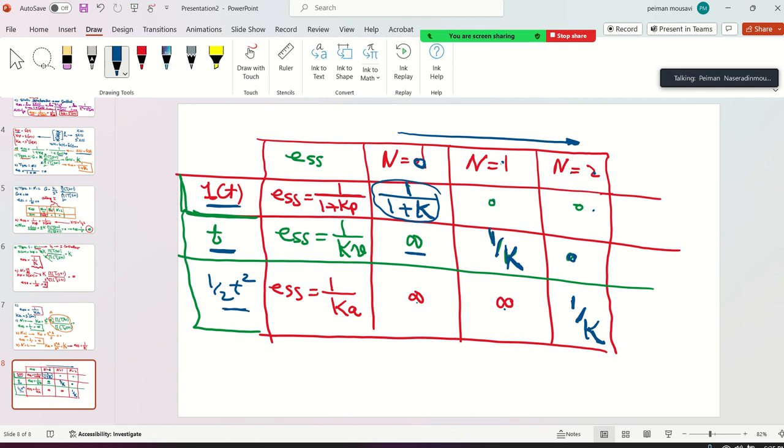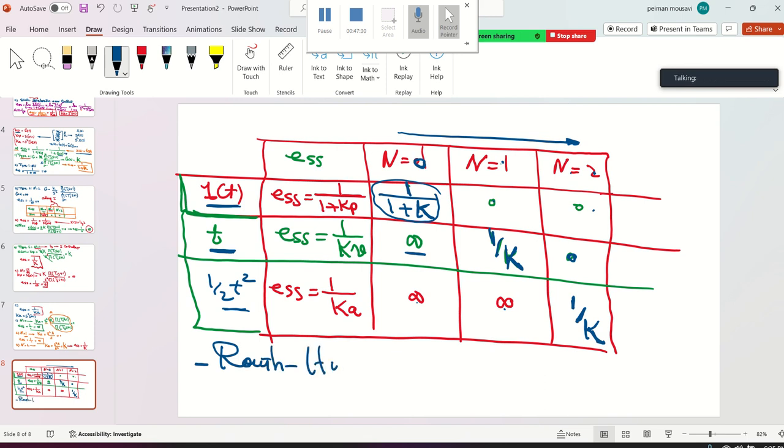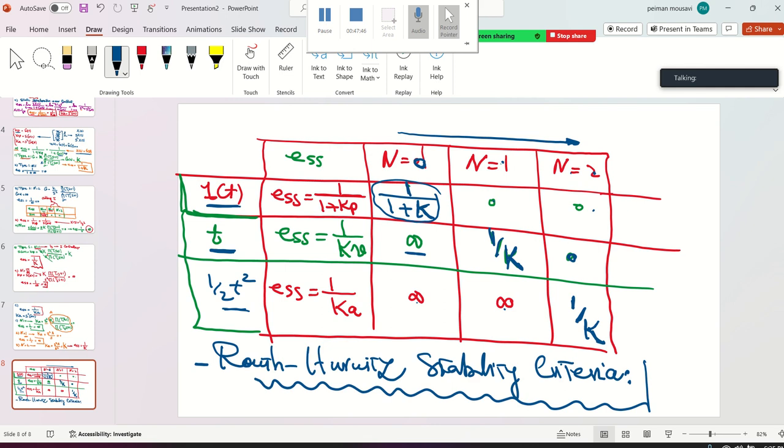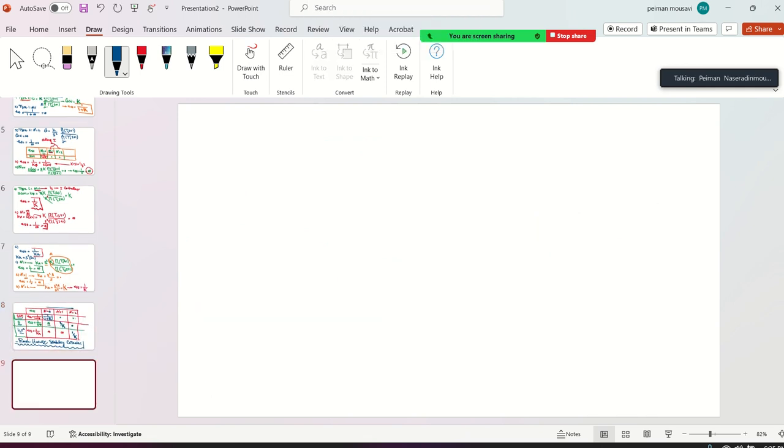Now you know everything in hand. Next, I will teach you the Routh-Hurwitz stability criteria. Simply saying, I want to just give a hint of that.